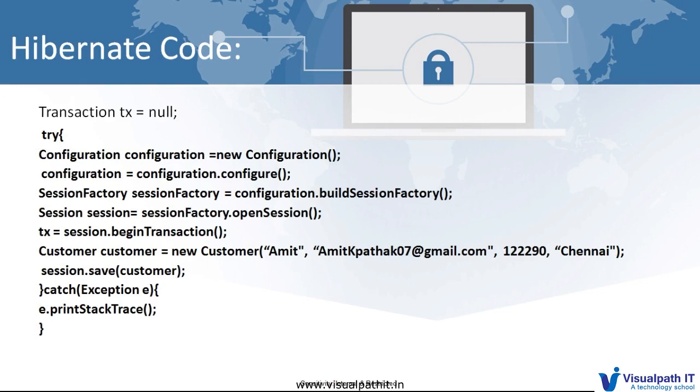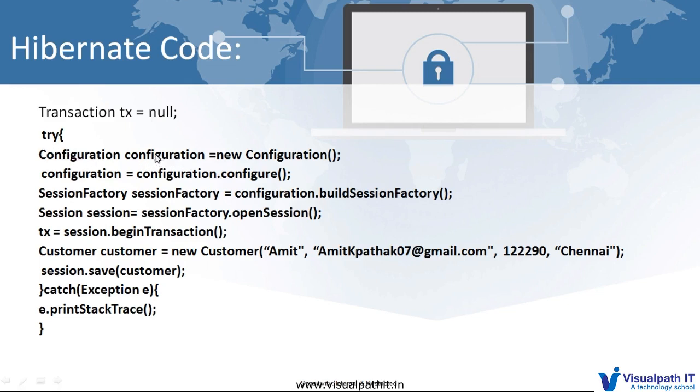So Hibernate code starts with the configuration. What is a configuration? Configuration is a class that is available in the org.hibernate.cfg package, and this is the first class that will be instantiated in a Hibernate application. You can use the configuration or annotation configuration class for 2 tasks: calling the configure method or calling the build session factory method.